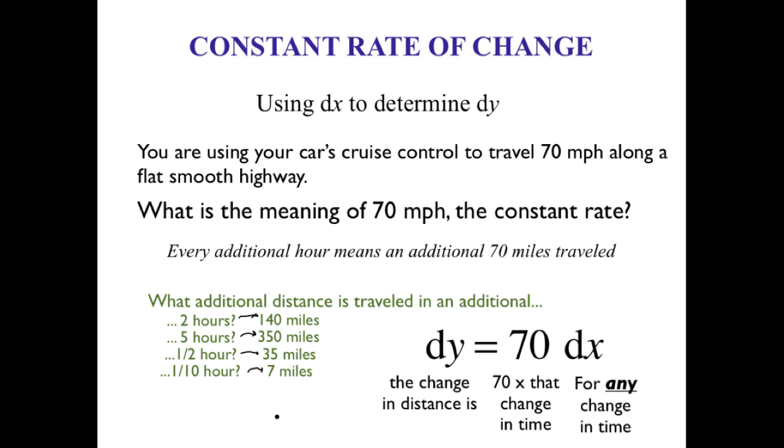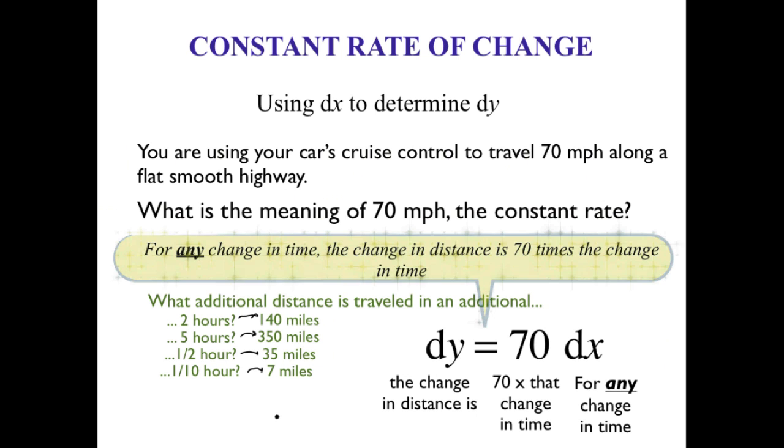That's an infinitely broader meaning for 70 miles per hour because it tells us an infinite number of things, as opposed to just the one fact that you go 70 miles in an hour. You actually know how far you go in any change in time. So for any change in time, this is what the 70 means. What the meaning of the 70 is embodied in this mathematical statement. For any change in time, the change in distance is 70 times that change in time. You knew that, but you didn't know you knew it, right?